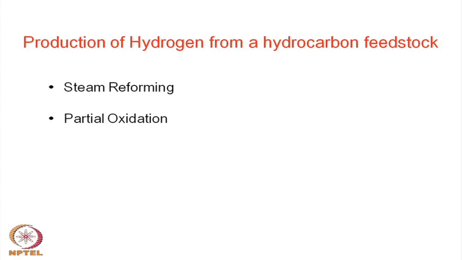Now, before we come to the actual membrane or their characteristics and properties, let us look at how one can get hydrogen from a hydrocarbon. Okay. There are various techniques, basically called reforming techniques, reforming reactions. There are three kinds of reactions by which hydrogen can be generated from hydrocarbon. One is called steam reforming, the other is called partial oxidation, and the third one is called autothermal reforming.